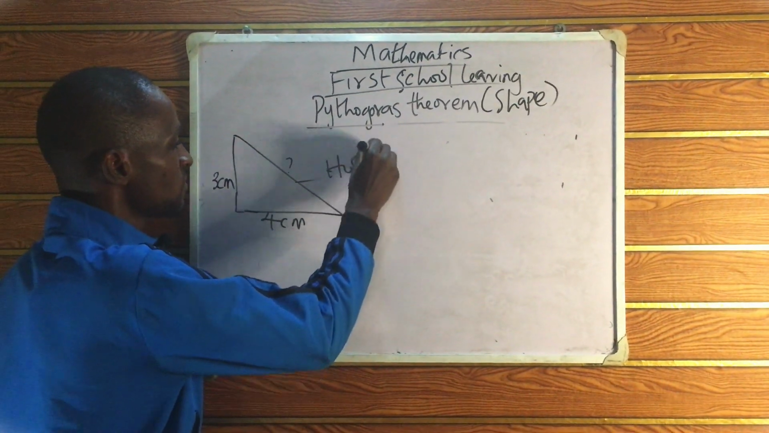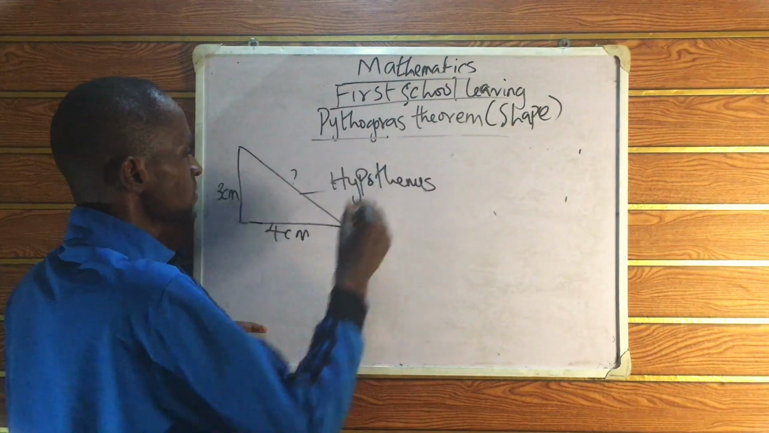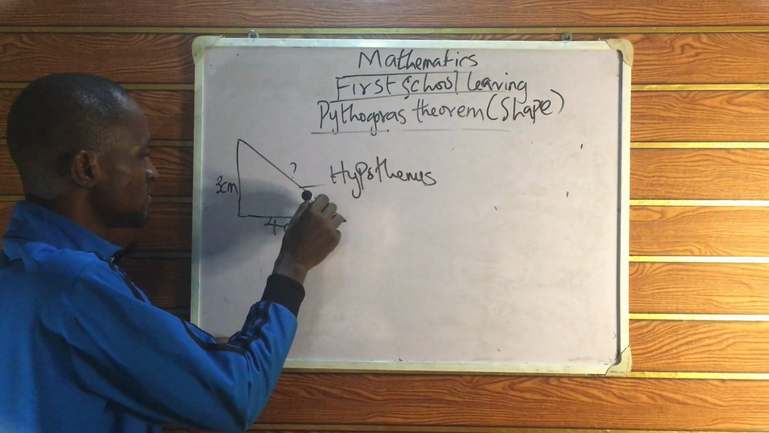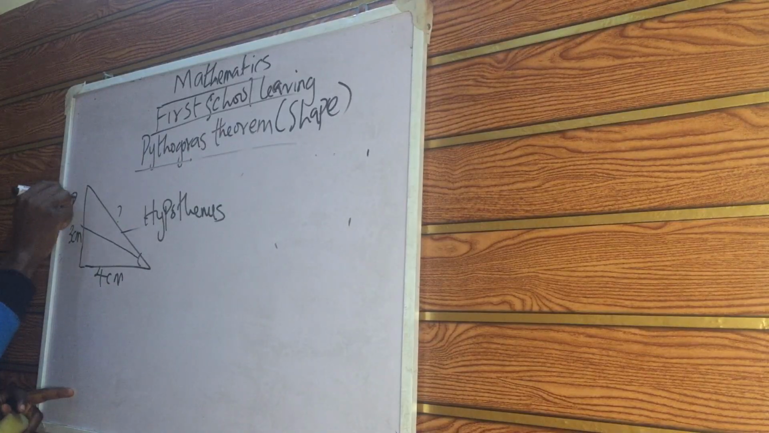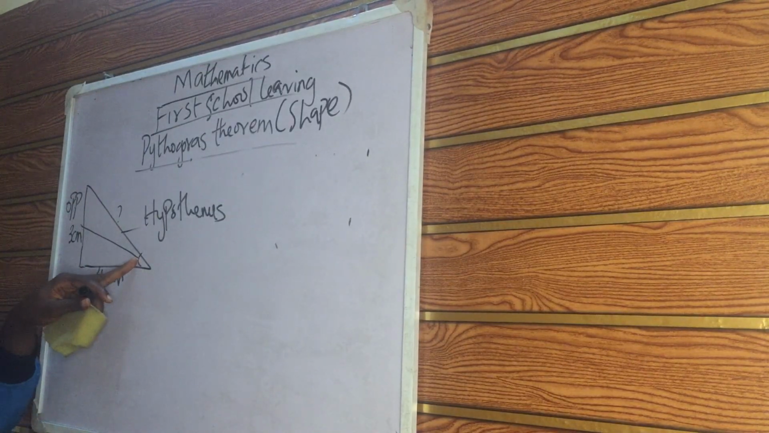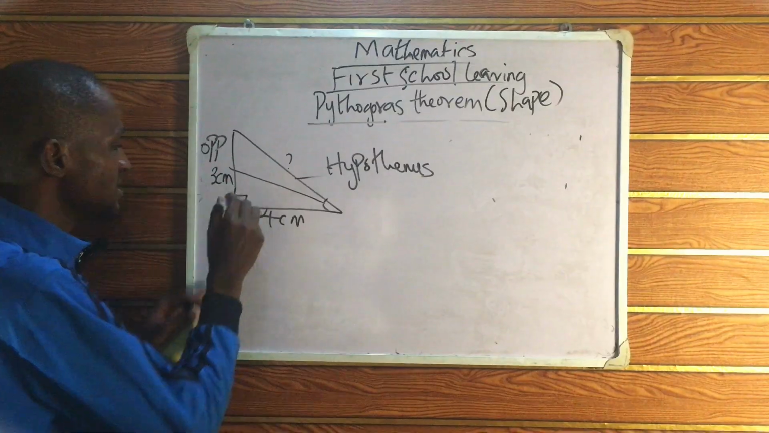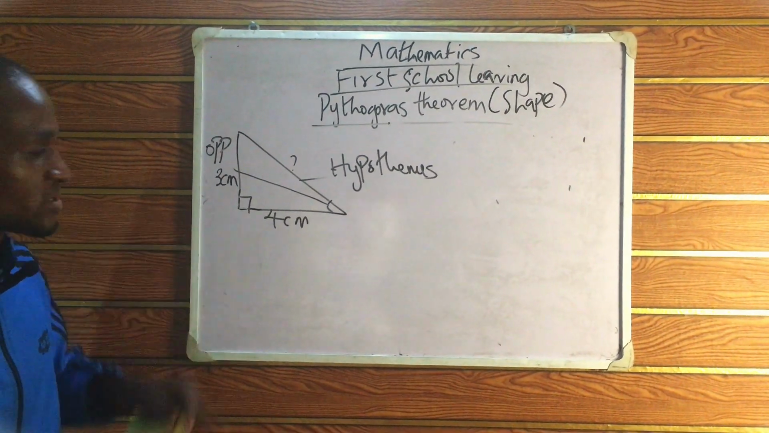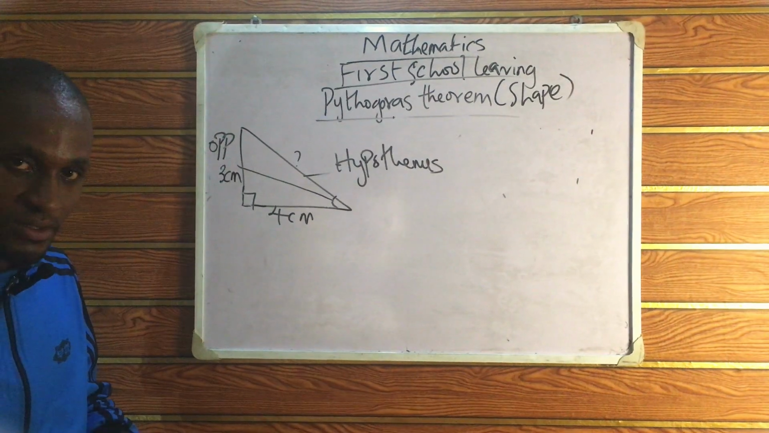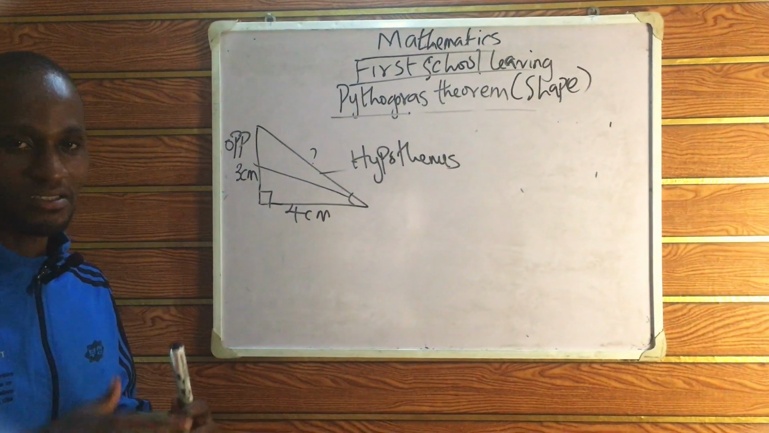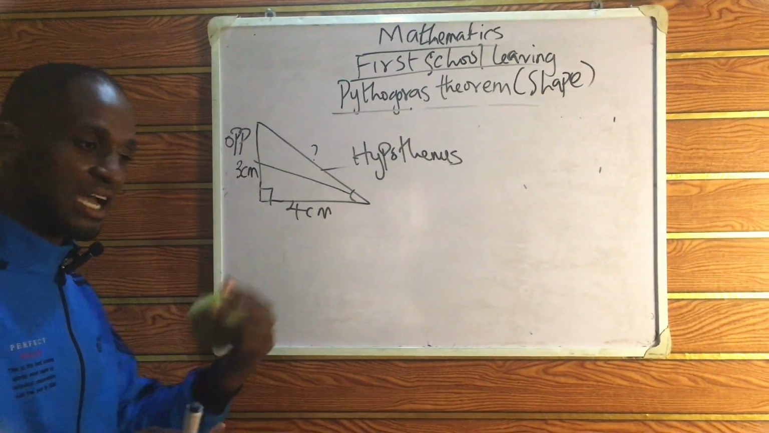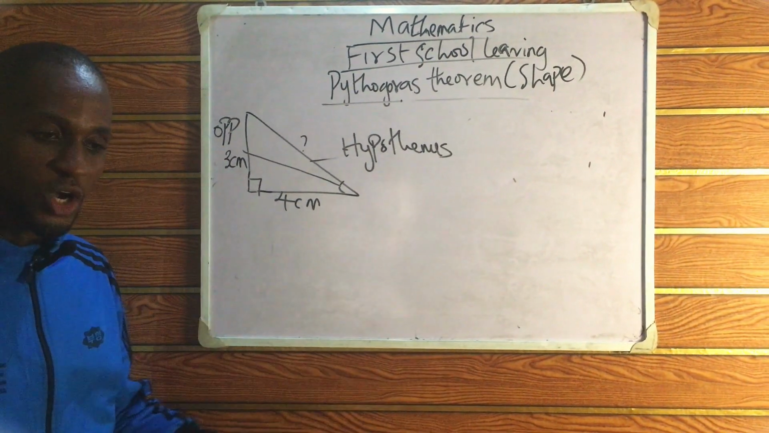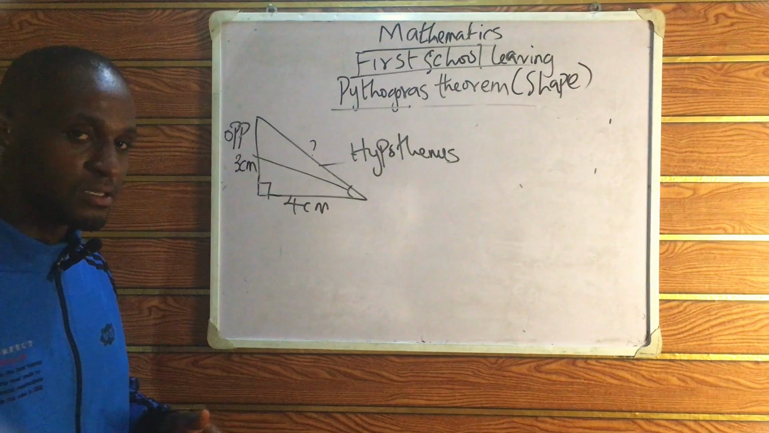Hypotenuse. This is the opposite. Then this is 90 degrees. Are you with me now? Because a right angle triangle has a 90 degree angle. Like the way you have reference angle that is less than 360, acute angle that is less than 180, then we have obtuse angle and all that.